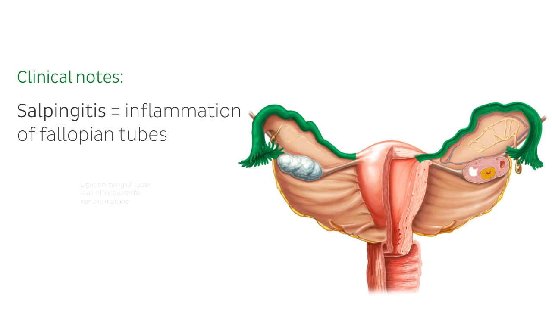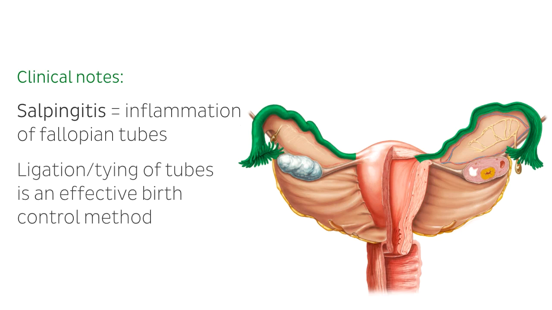With regards to birth control, ligation or tying of the fallopian tubes is an effective surgical method. Ligation of the fallopian tubes prevents fertilization of the oocyte, the immature egg, which then degenerates and becomes absorbed.